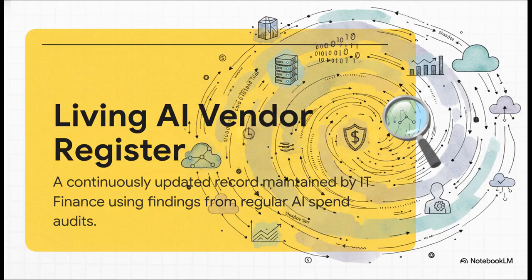And what is the ultimate output of all this auditing? What's the prize? It's the creation of a living AI vendor register. Now, this isn't just some static spreadsheet that gets saved to a shared drive and forgotten about. Oh no, this is a continuously updated, rigorous record owned and maintained by IT Finance. Every single inference call, every vector database, every single enterprise license, and every consolidated shadow tool, it's all mapped right here with a clear cost and a named owner attached to it. It brings total accountability to your entire AI ecosystem.